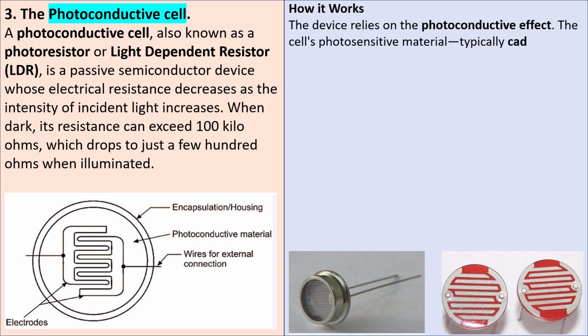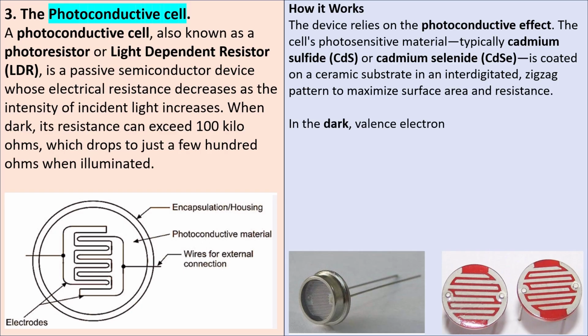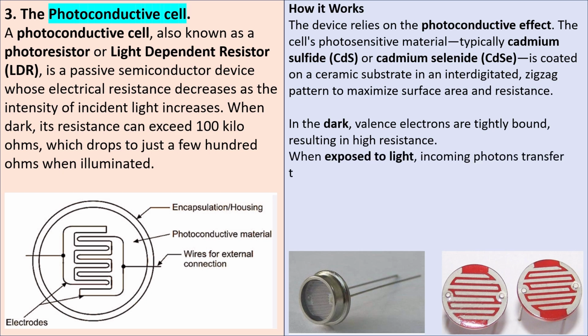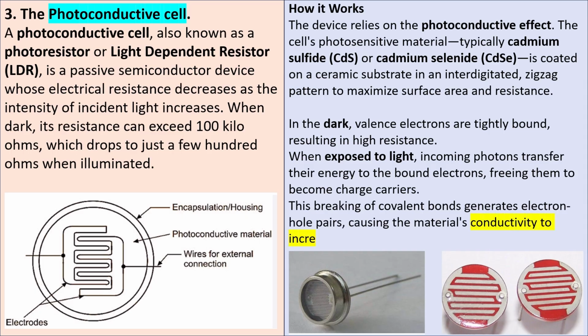How it works. The device relies on the photoconductive effect. The cell's photosensitive material, typically cadmium sulfide, CdS, or cadmium selenide, CdSe, is coated on a ceramic substrate in an interdigitated zigzag pattern to maximize surface area and resistance. In the dark, valence electrons are tightly bound, resulting in high resistance. When exposed to light, incoming photons transfer their energy to the bound electrons, freeing them to become charge carriers. This breaking of covalent bonds generates electron-hole pairs, causing the material's conductivity to increase and its resistance to drop.